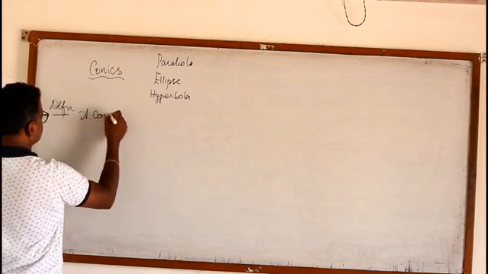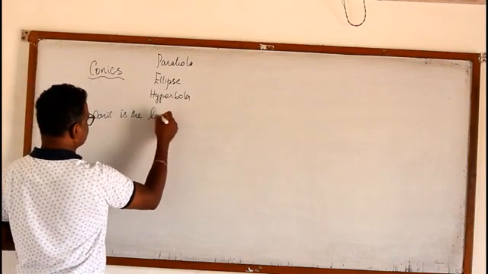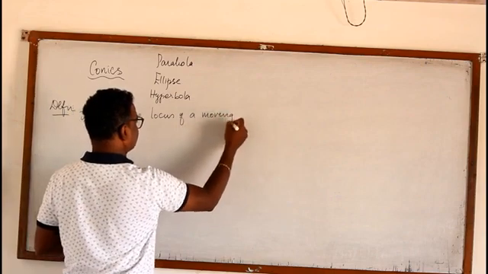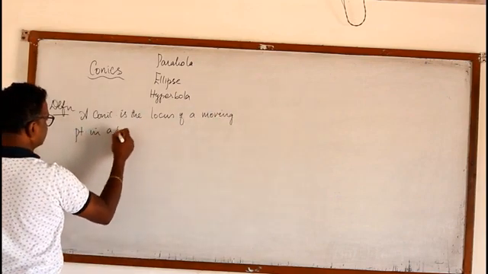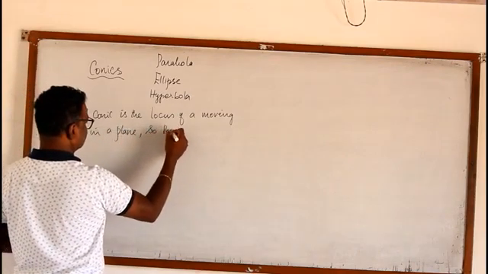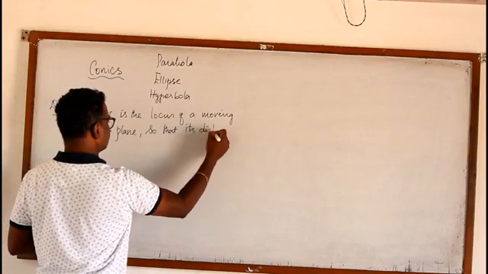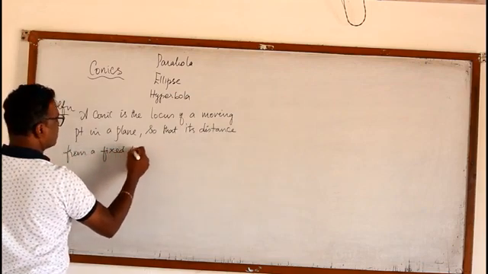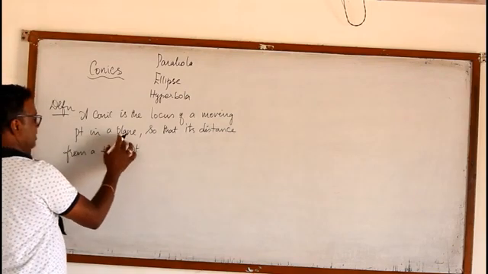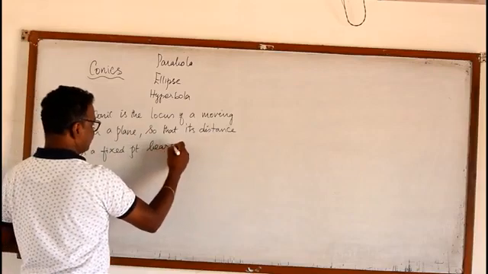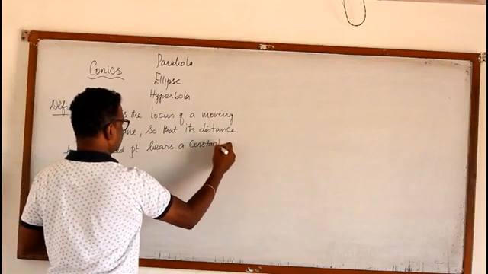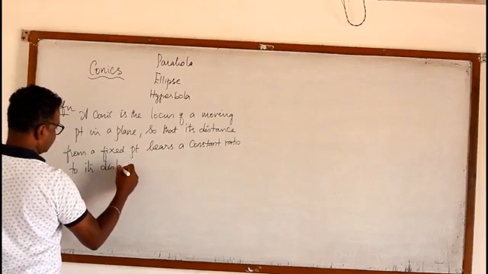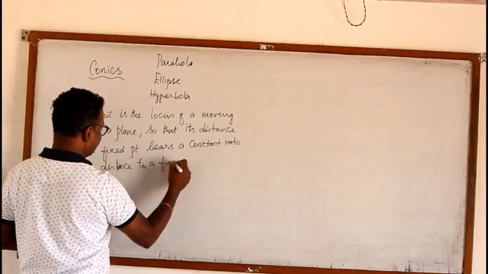A conic is the locus of a moving point in a plane so that its distance from a fixed point bears a constant ratio to its distance to a fixed line.